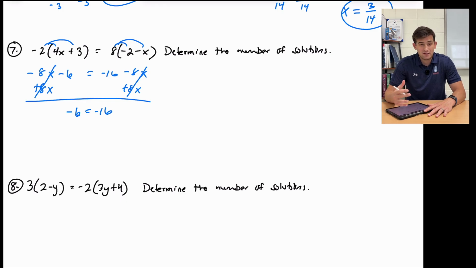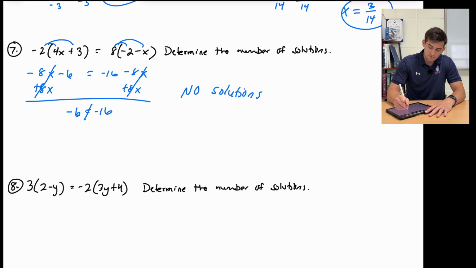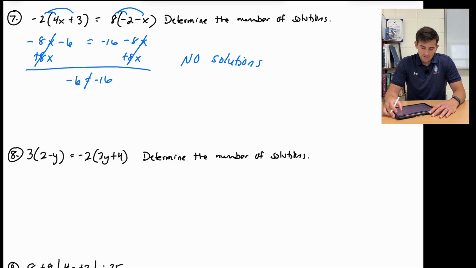But what happens? Cancels out on the right, cancels out on the left, and we're left with -6 equals -16. So our variables canceled out on both sides. We have a statement to evaluate, is it true or not? Well, -6 is not equal to -16, so that is not true. Therefore, there are no solutions.